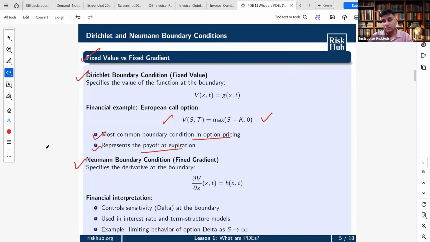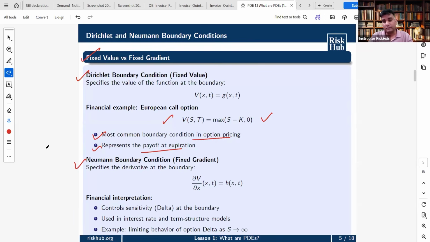Then we have the Neumann boundary condition. This specifies the derivative at the boundary. We have the partial derivative of V with respect to x, evaluated at x and t, equals h of x and t. We fix the slope or sensitivity of the function at the boundary. In finance, slope often means delta. If x equals S, then we have the partial derivative of V divided by the partial derivative of S, which is the option delta. For a deep in-the-money call when S tends to infinity, the call behaves almost like a stock.